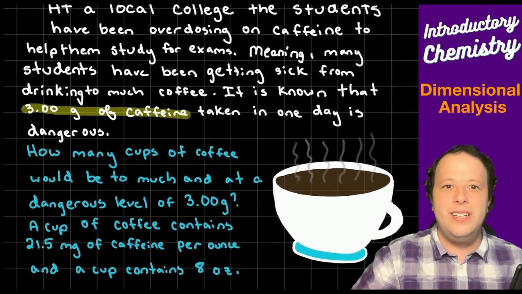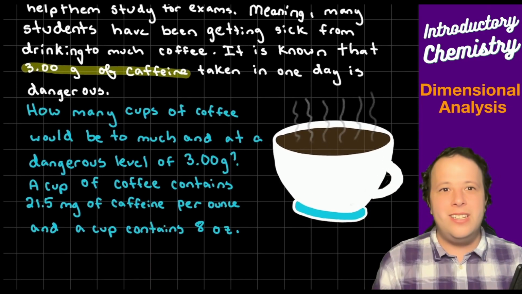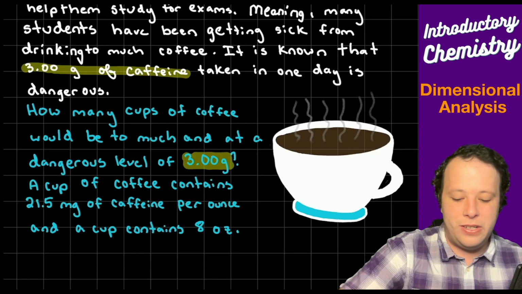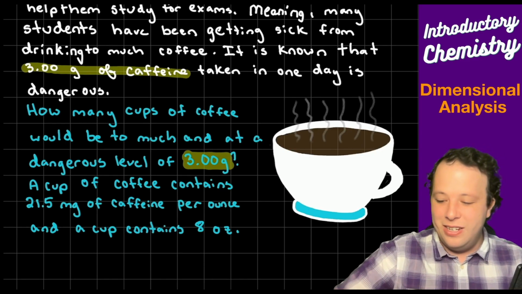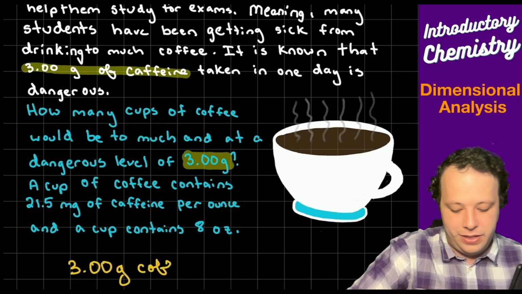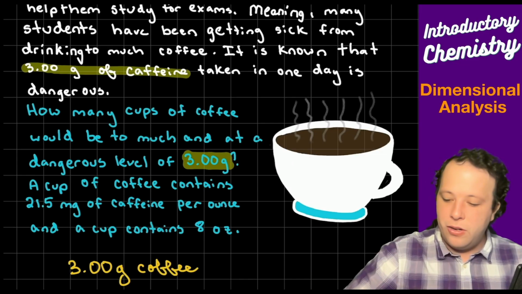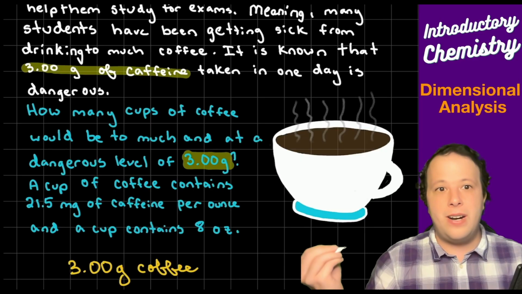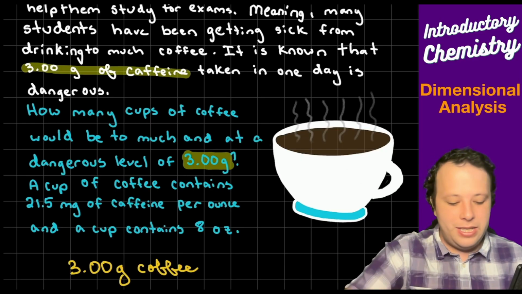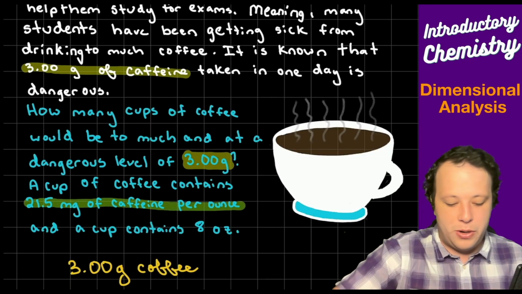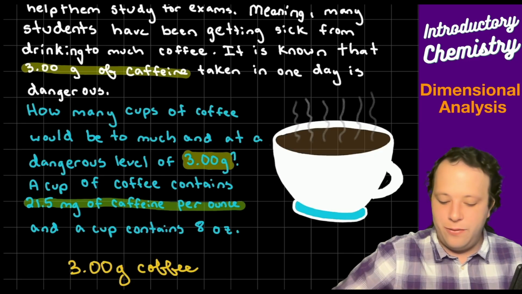Now it says how many cups of coffee would be too much at a dangerous level of 3 grams. Okay, so there's that 3 gram number again. That's definitely going to be an important piece of information that we need to write down. That is our limit: 3 grams. Now it says a cup of coffee contains 21.5 milligrams of caffeine per ounce. That means we have another conversion term, 21.5 milligrams per ounce, so let's write that down for ourselves too.